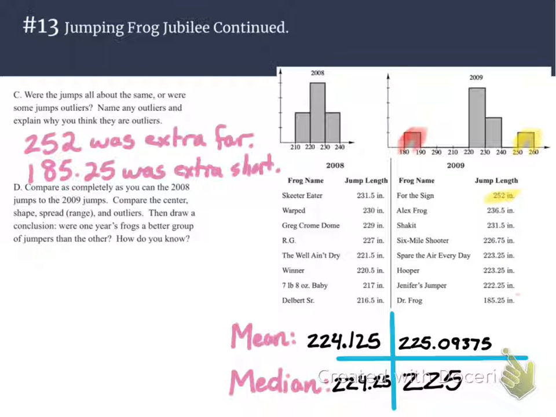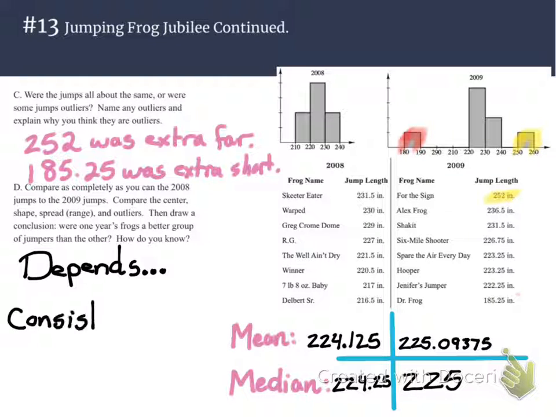And then if you look for the median, in 2008, it was 224 and change. And 2009, the median jump, the middle jump, was 225. So on both measures of central tendency, the mean and the median, the year 2009 appeared to be better jumpers. But it also depends. If you're talking about consistency, which group of frogs jumped more consistently as a group, you could probably argue 2008. There's a smaller range or less variability. They were just more consistent jumpers.